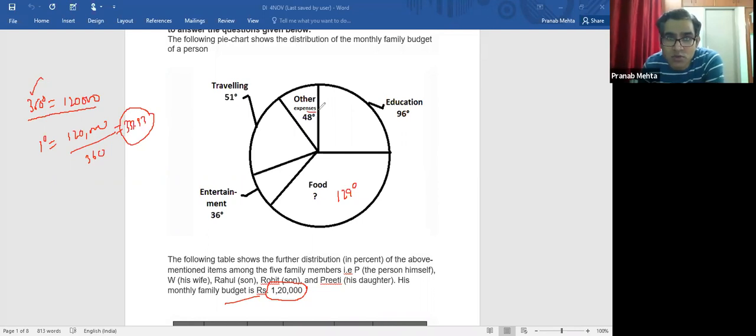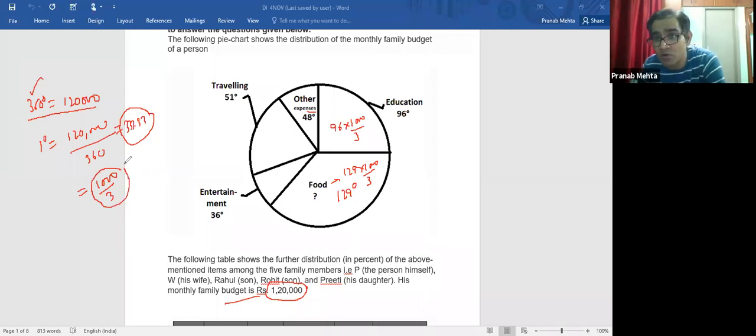Now what I can do is calculate each angle. Rather than getting it in decimal, always keep 1,000 by 3. So this is 96 degrees, so this becomes 96 into 1000 by 3. Similarly, food becomes 129 degrees, so the value of food is 129 into 1000 by 3.